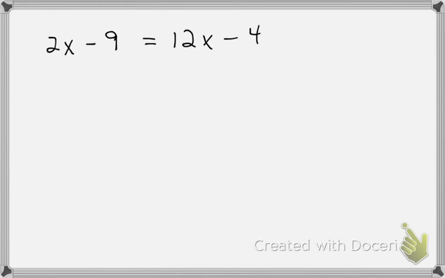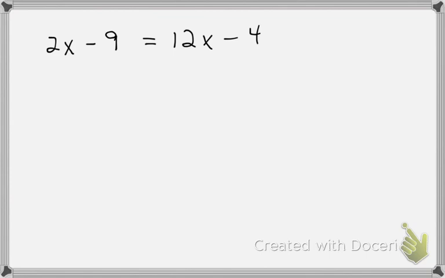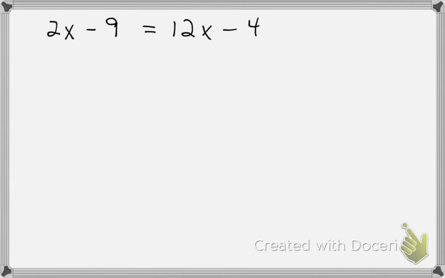So once we have combined like terms, what's next? Yeah, we got to add or subtract whatever it takes to get the variable to one side and everything else to the other, right? So if we look at 2x minus 9 equals 12x minus 4, who's got to go? Okay, so if we make the decision to gather the variable to the left, we need to take care of that minus 9. How would I do that?